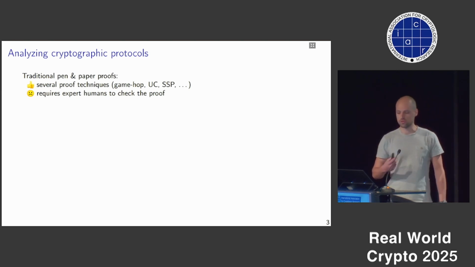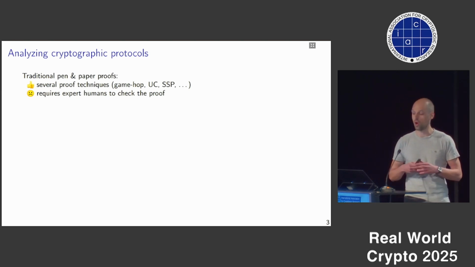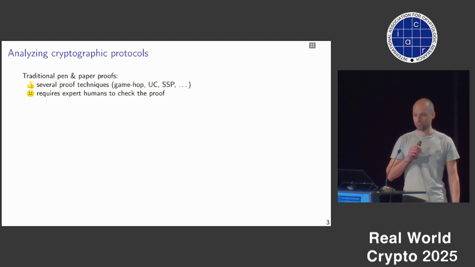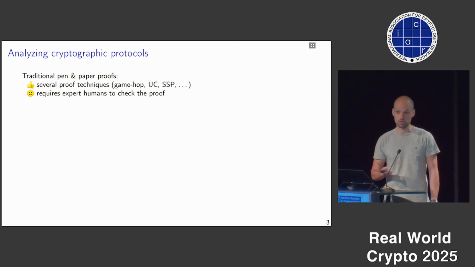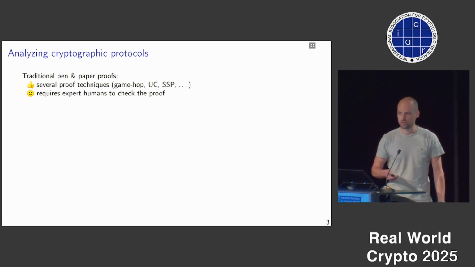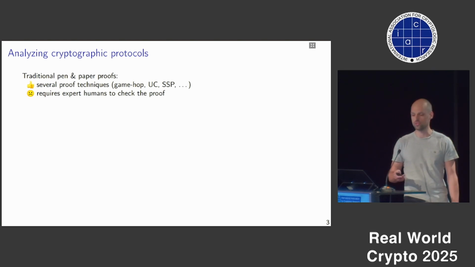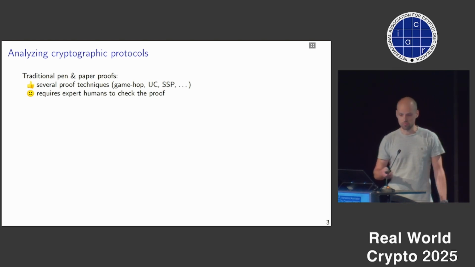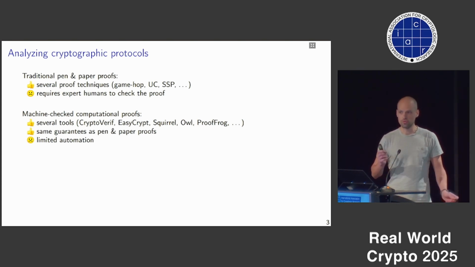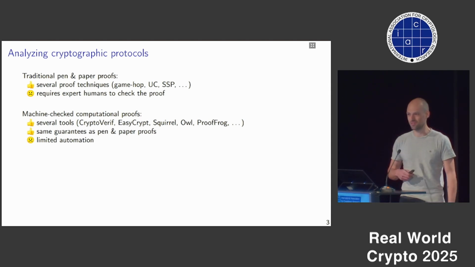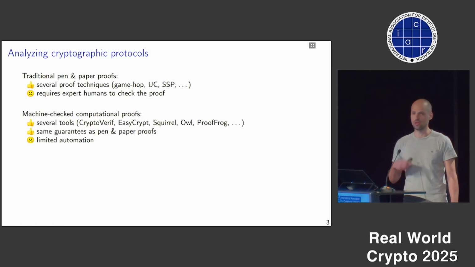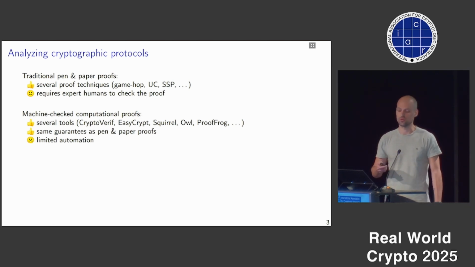So before diving into the heart of the talk, let's talk about how we analyze a cryptographic protocol. The most traditional tool we have is to produce a pen and paper proof that the protocol is secure. This is effective, but it requires expert humans to check that the proof is correct. To solve this problem, we can produce a machine-checked computational proof. Now a computer is checking the proof, but it is very hard to convince a computer. This comes with limited automation, and it is difficult to analyze large protocols.